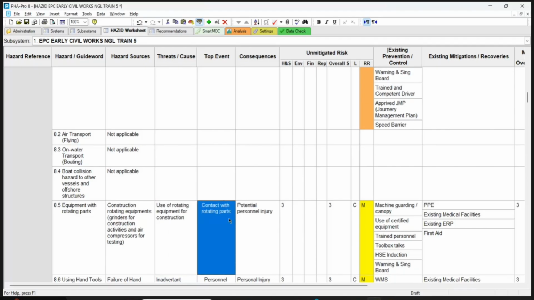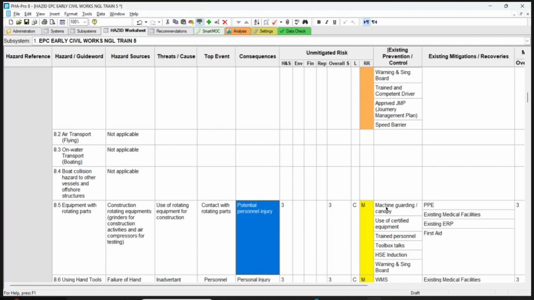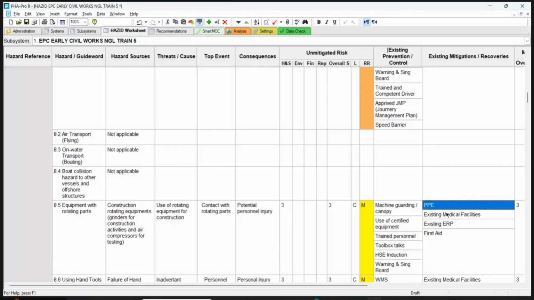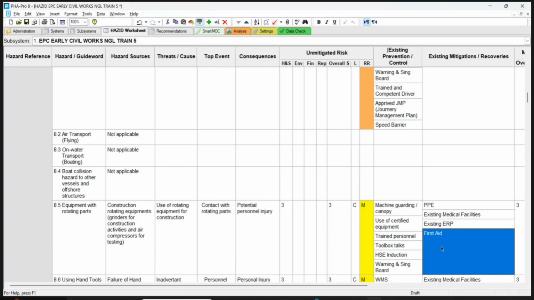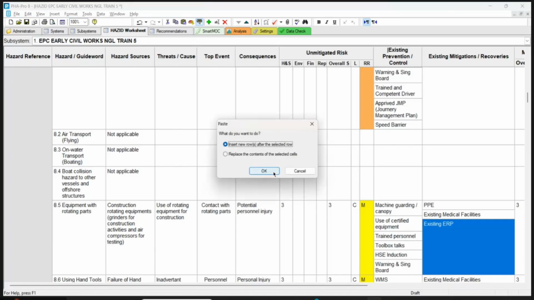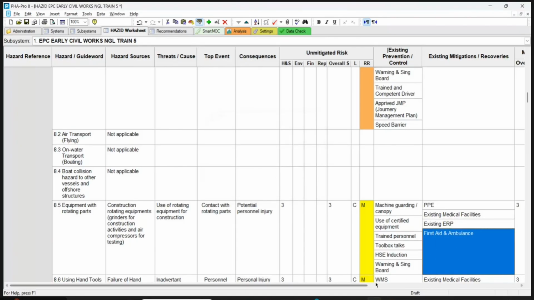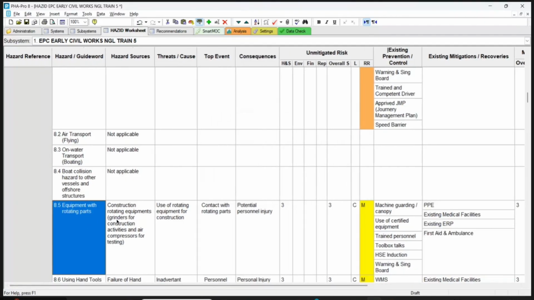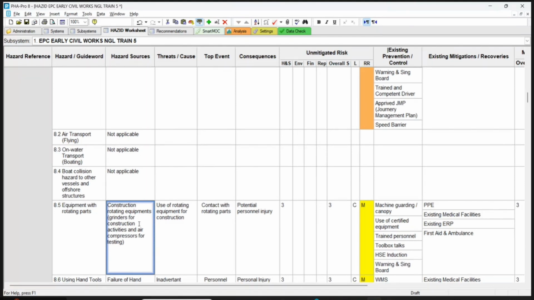Use of electrical equipment, completely rotating part, personal injury. So machine guarding, certified equipment, trained staff, toolbox, HSC induction, warning signboards are applicable. Existing medical facility, I remove this one because you have both first aid as well as ambulance, correct? Yes. I have put the equipment and rotating equipment. Maybe you are using grinder, miller, something will be there. Definitely there will be something, so we'll keep it.